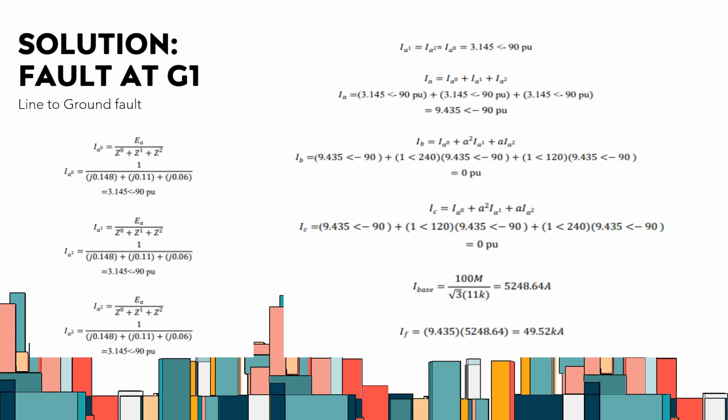In the line to ground fault, we need to first find IA0, IA1, and also IA2. From these three currents, we could produce IA, IB, and IC. We got for current A 9.435 with an angle of negative 90 degrees, while IB and IC we got 0 per unit. From all of this current, we get the fault current at generator 1 as 49.52 kiloampere.